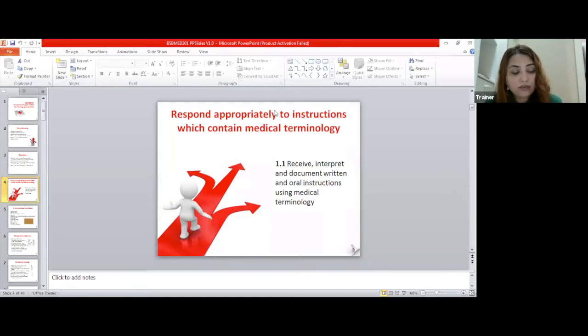You have your ECG, which is also part of the cardiac ward. ECG is electrocardiogram.